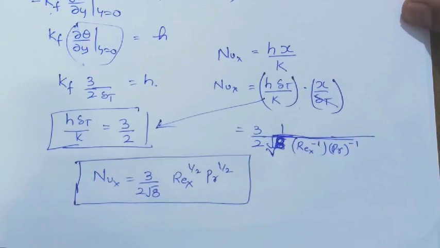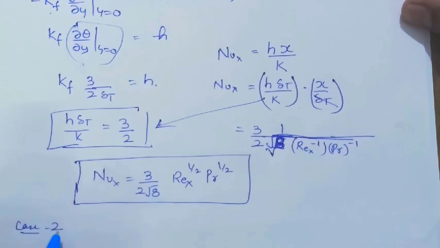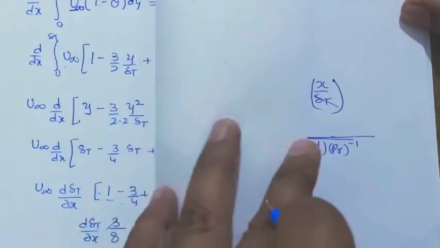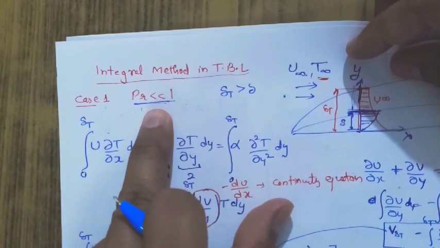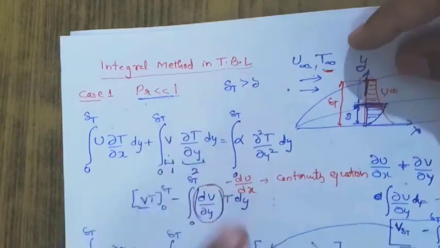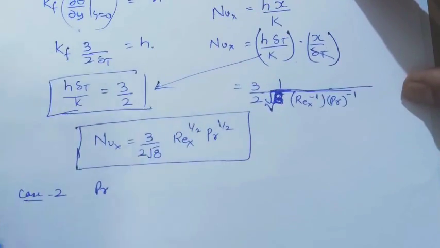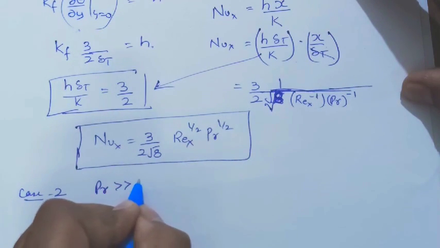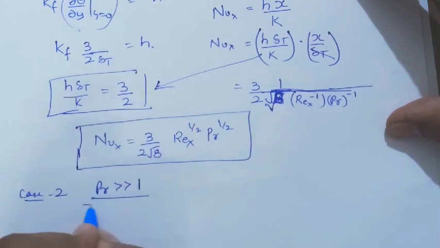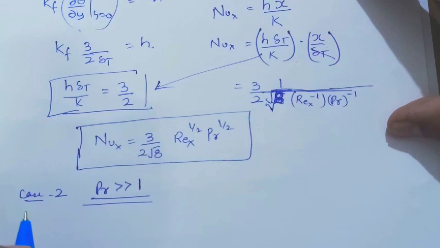Now in the next video we'll analyze case 2, right? This case, which we did, is for a Prandtl number value much less than 1, right? So we have to now derive again the same by using the integral method, the relationship when it is the case, in our next video, right? So thank you.